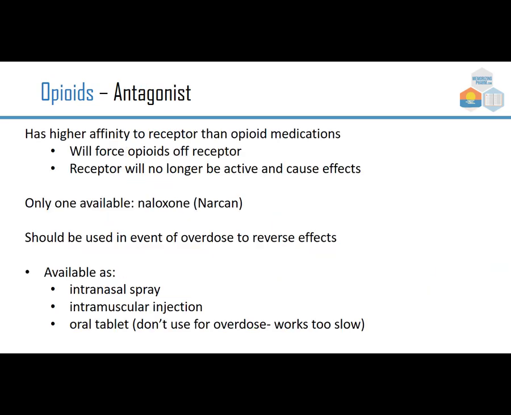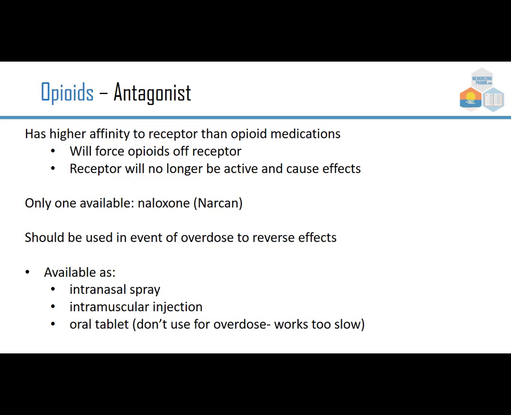Naloxone is an opioid antagonist, so it has a higher affinity to the receptor than opioid medications. It'll force opioids off the receptor, and the receptor will no longer be active and cause effects. So there's only one available. It's naloxone, brand Narcan, and it should be used in the event of overdose to reverse the effects.